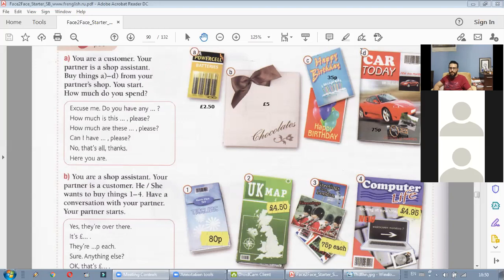Okay. How much are these birthday cards please? They're 35p each. Good. Can I have tissue, please? Yes, sure.